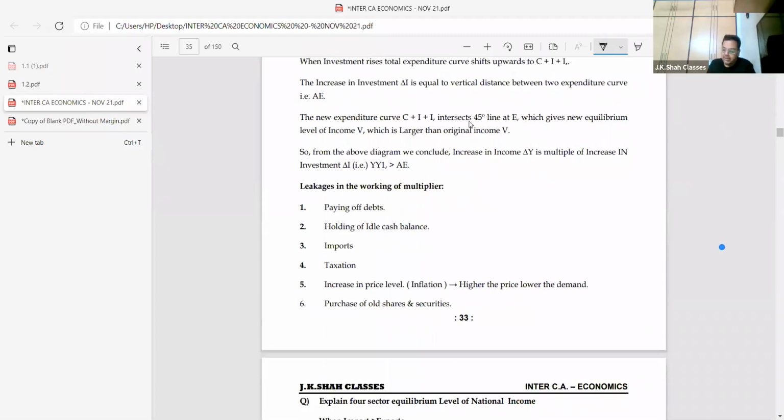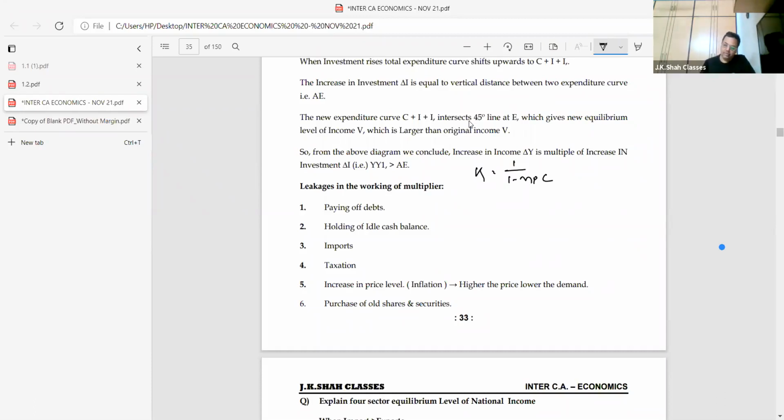Now see leakages in the working of the multiplier. I have not told you this yet, beta. Leakages means you have to remember. Here we have given only the points, but in case a question is asked in the exams, you can't write just the points, students. You have to write that the multiplier is 1 upon 1 minus MPC.